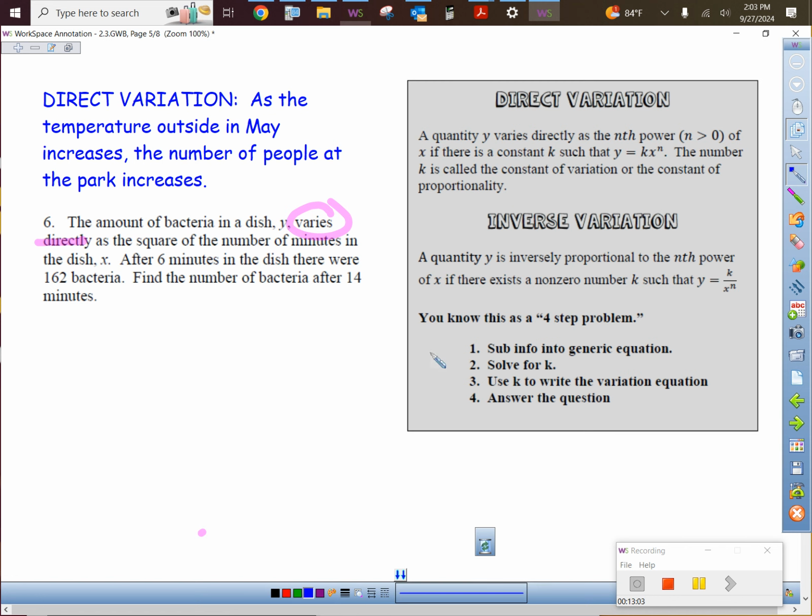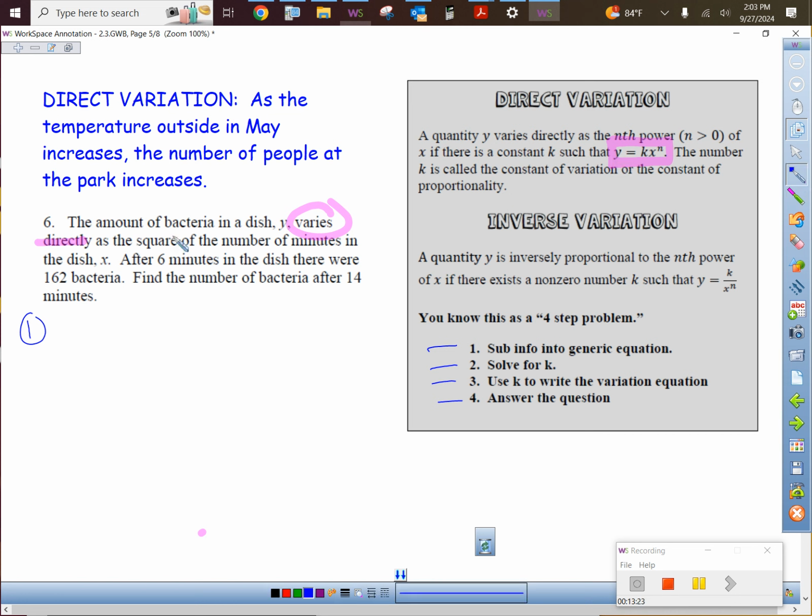Here's what we do. I will require you to do a 4-step process and number your steps. I've labeled them here in this gray box for you. Step 1 is write the generic equation for variation. And here's the cool part. They're always the same pattern for direct. It's going to be like y equals k times x to maybe some power.